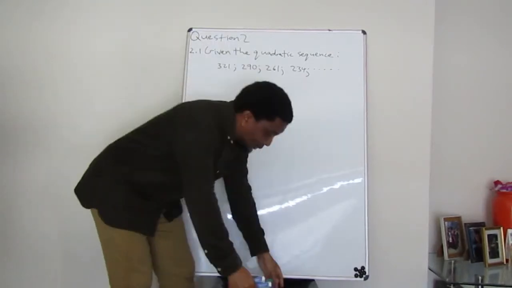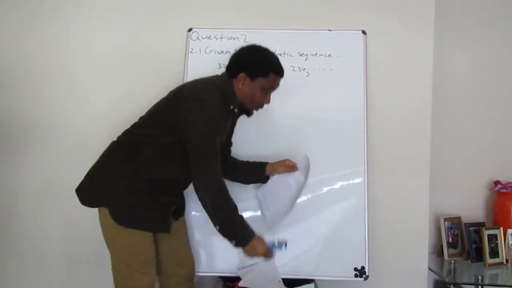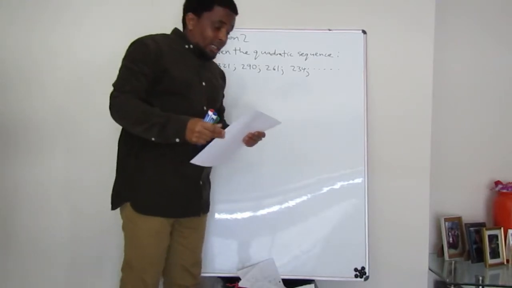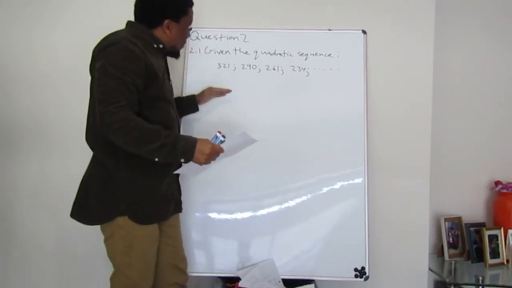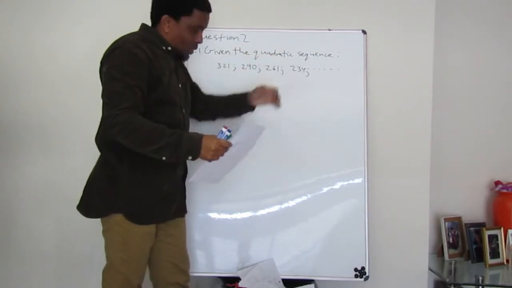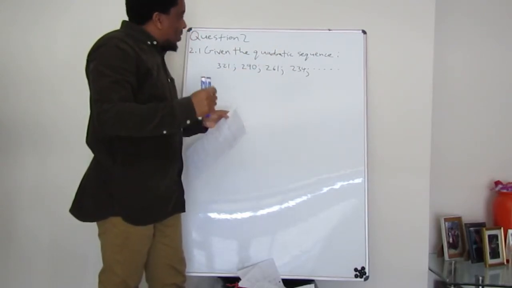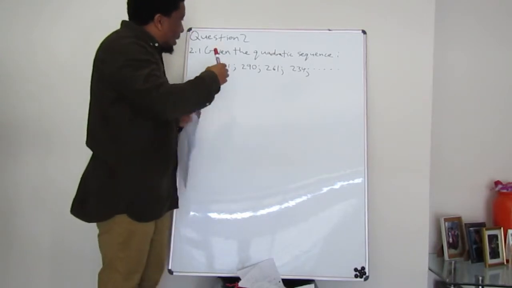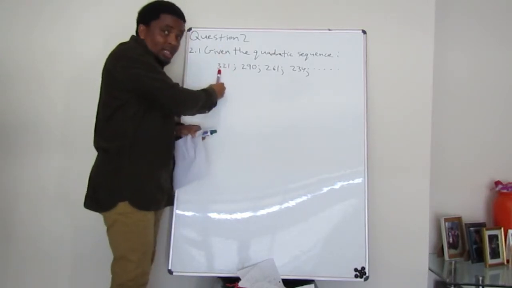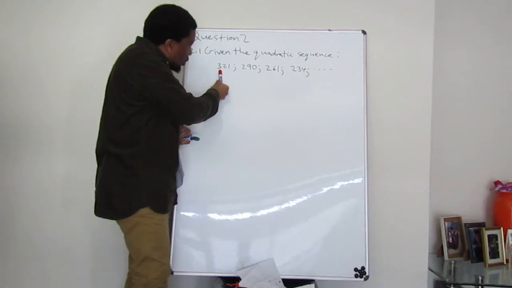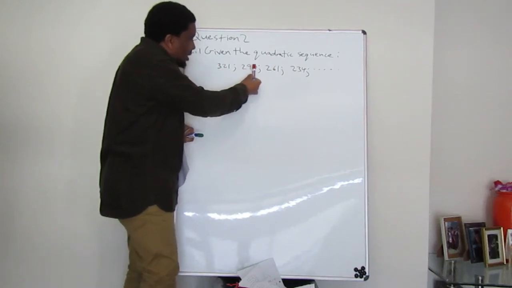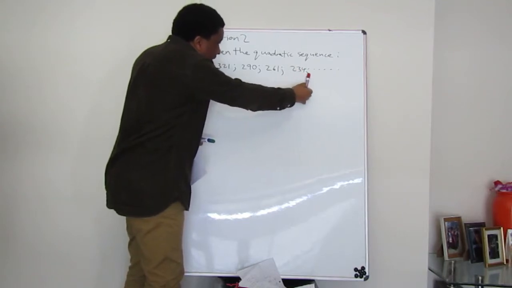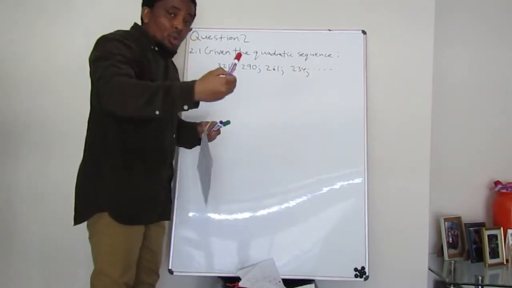Now, with our question 2, if you go to your question paper, the question reads like this. Given the quadratic sequence, here's the sequence that you're given: 321, 290, 261, 234. This is what is given to you.